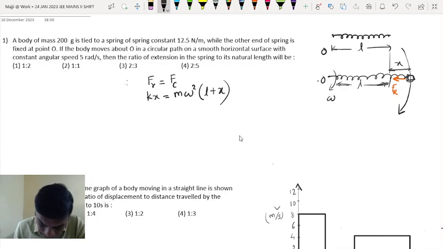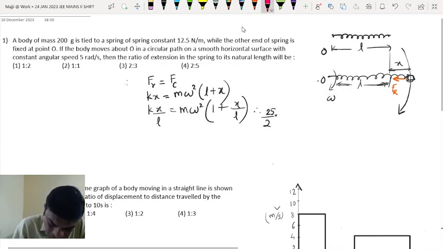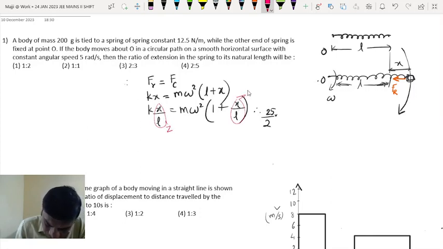R is the radius. So therefore, what is to be calculated is extension by natural length. So x by L is required. So I will divide both sides by L. So k x by L is equal to m omega square into 1 plus x by L. Substituting the values, we get k is 12.5. I can write it as 25 by 2. X by L, I'll be taking it as say Z, which is what is required.